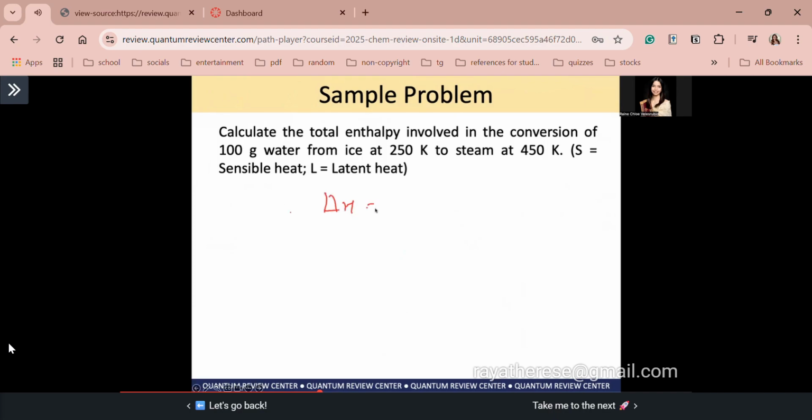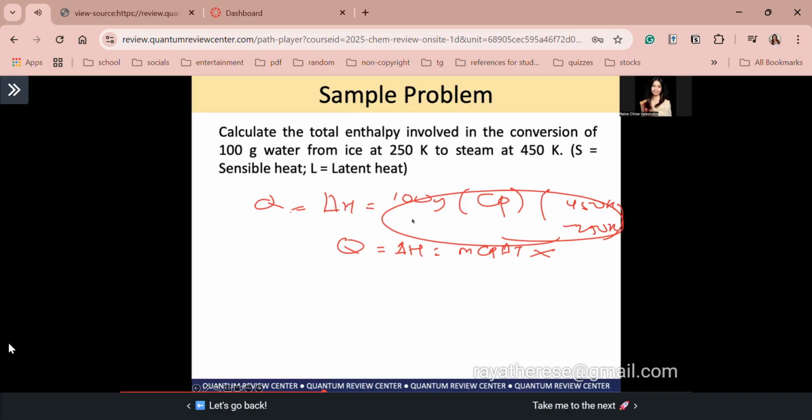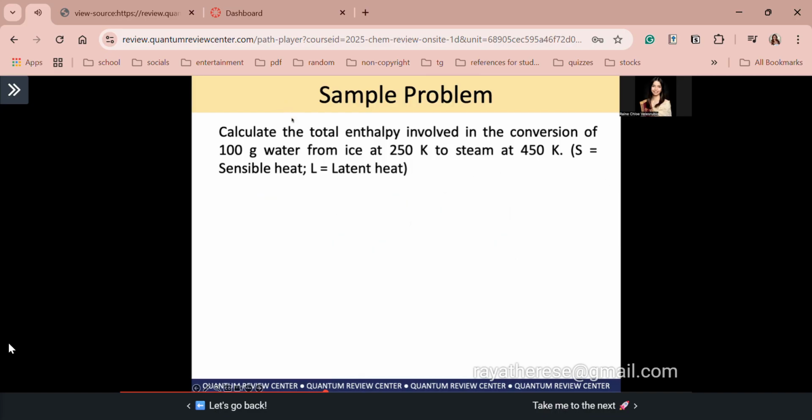Delta H is equal to 100 grams times Cp times delta T, which is 450 K minus 250 K. Isn't that the equation m Cp delta T? Which is equal to Q. Oops, that's wrong, okay? It is not that straightforward, guys, because the ice goes through a lot before it melts to steam at 450 Kelvin. Again, ice goes through many steps before it is converted to steam.